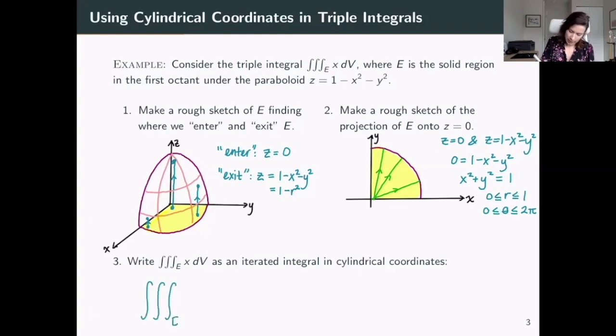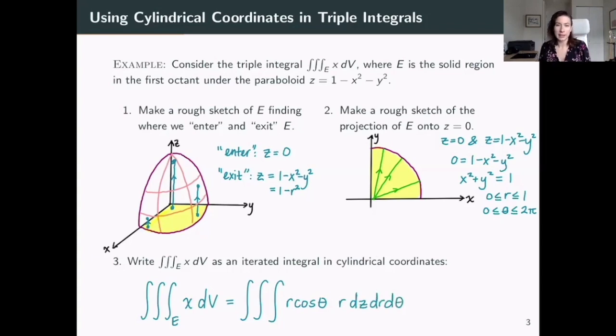We have the triple integral over E of x dV is going to be equal to, so we have our triple integral, and we're going to have limits on this. Since we're working in cylindrical coordinates, x is going to change to be r cos theta. And then we need to account for our dV being r, and we're doing z first. So it'll be dz, and then we'll have dr, and then we'll have d theta.